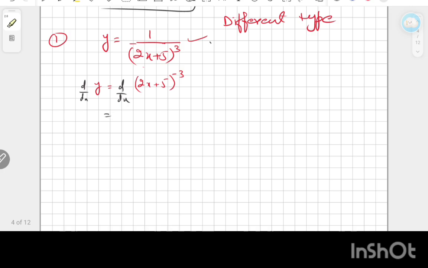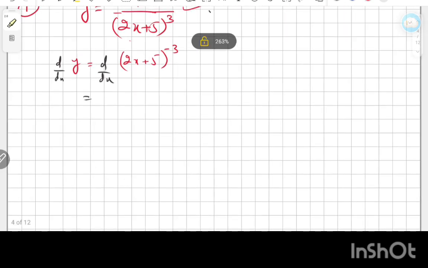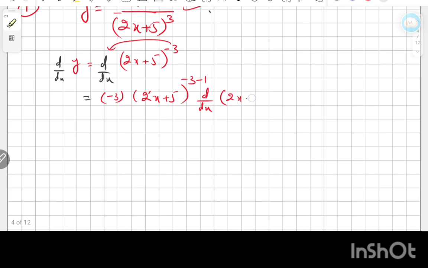Now how do we solve this one? By the rules of derivative, the power will come at the start, minus 3, and the derivative of 2x plus 5. So it will be minus 3 (2x plus 5) to the power minus 3 minus 1. The power comes to the start, we subtract 1 from the power, and without the power we take the derivative of 2x plus 5. So minus 3 (2x plus 5), here the power is minus 4.